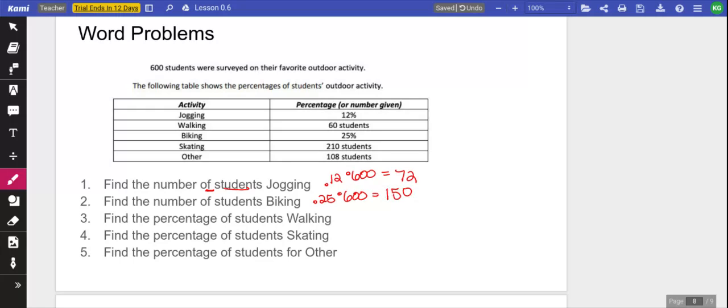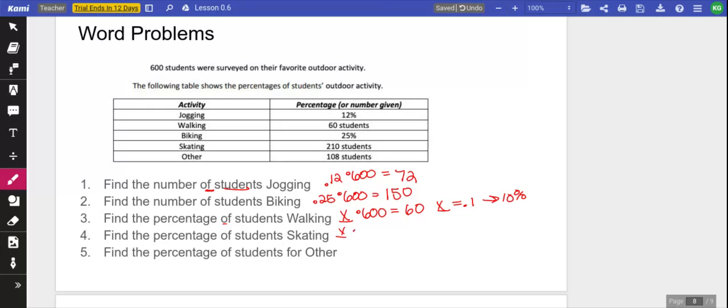Find the percentage of students that were walking. It says that there's 60 students that preferred walking. And we don't know what percentage, so what percent would be X underline, of students, so times 600, were walking, which was 60. So take 60 divided by 600, and I get 0.1, which is 10%.